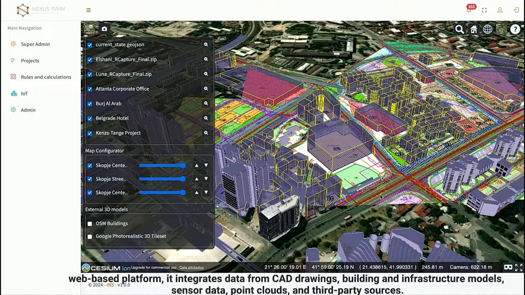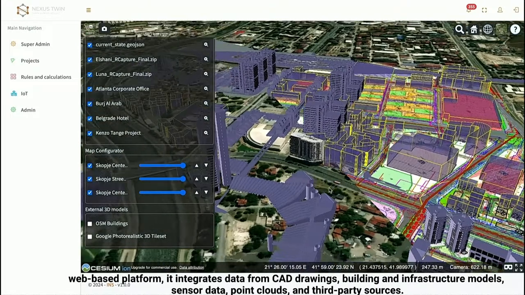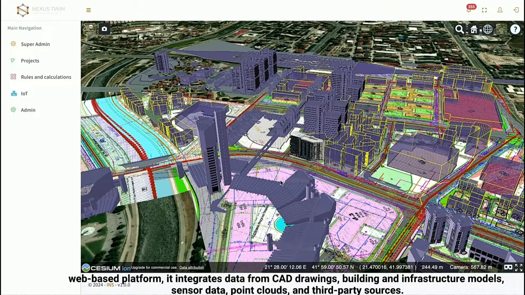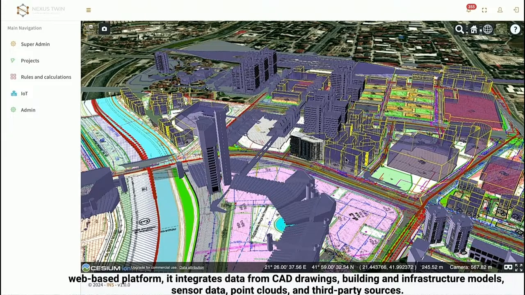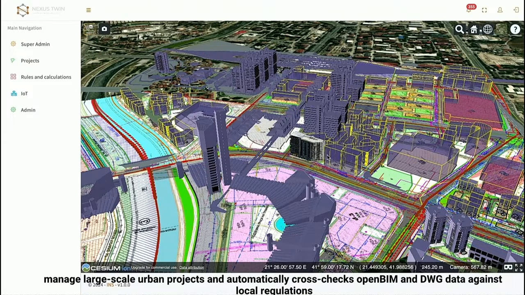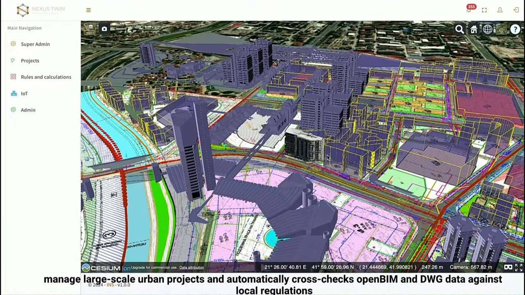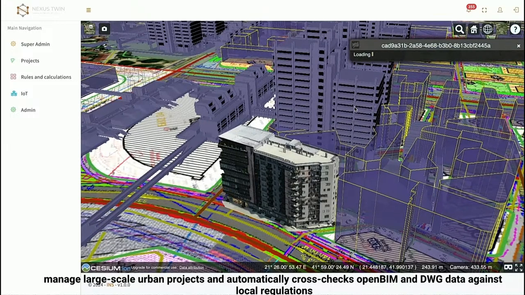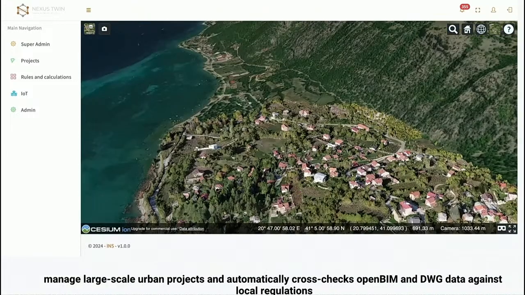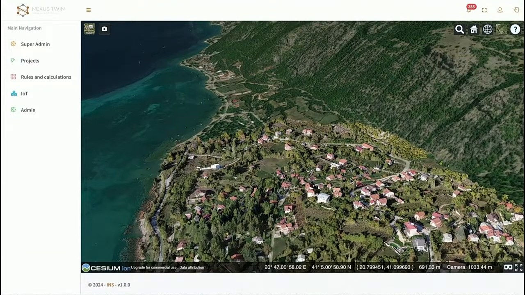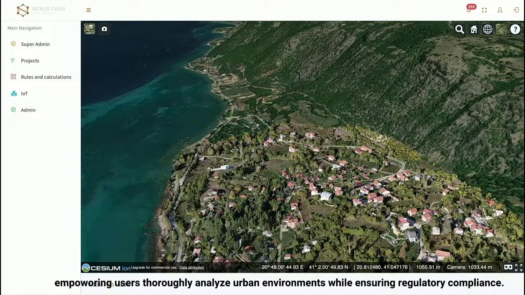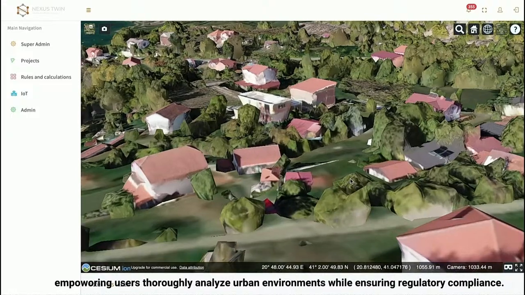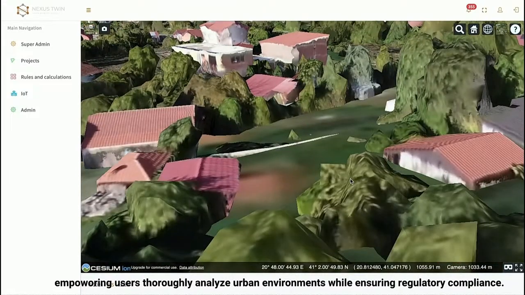Being a web-based platform, Nexus Twin enables users to access data from various sources such as CAD drawings, building models, infrastructure models, sensor data, point cloud, and other third-party sources. The digital twin framework of Nexus Twin not only provides users with essential data insights for effectively managing large-scale projects in urban development, but can also automatically cross-check the OpenBIM and DWG data against local regulations. This feature empowers city planners, architects, engineers, and policymakers to comprehensively visualize and analyze various aspects of urban environments while ensuring compliance with relevant regulations.